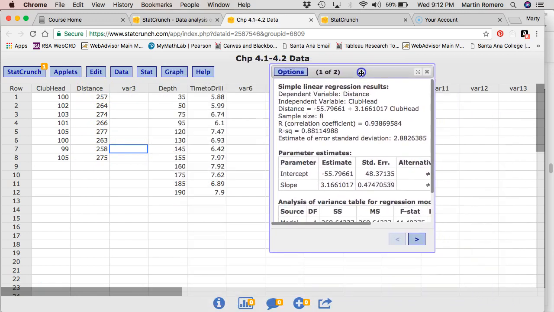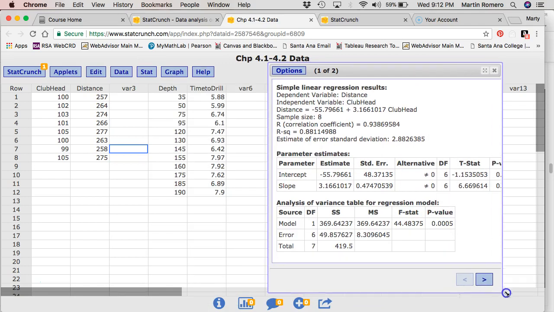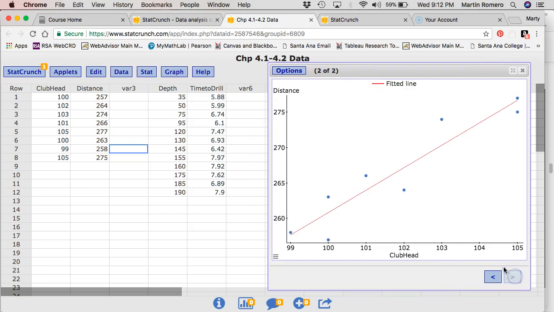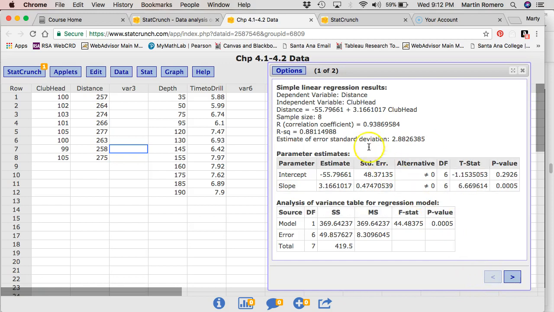Notice when we do that, you get this output. It looks really complex, with all of this information. You arrow over, and there's your graph with the fitted line. It's called the line of best fit, if you remember that from an algebra class. It looks pretty strong. And then what we're looking for is this R value from StatCrunch.